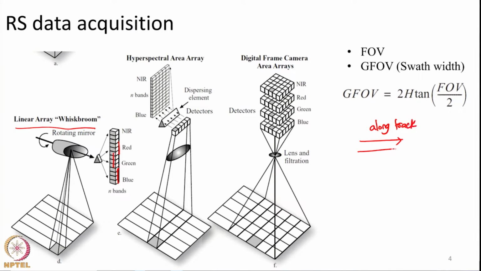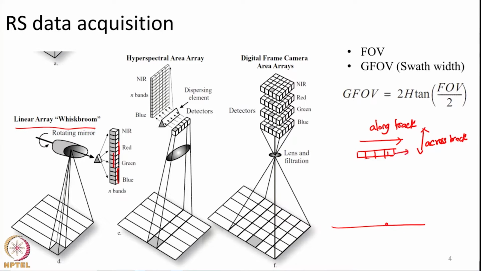So there will now be, instead of having one detector element, let us say we have 4 detector elements per band, and the scanner will be rotating in this axis, this is across track. So what will happen? First, this scanner will be looking at one particular place, collecting data over it, and whatever data is coming from this particular point will be collected by detector number 1.